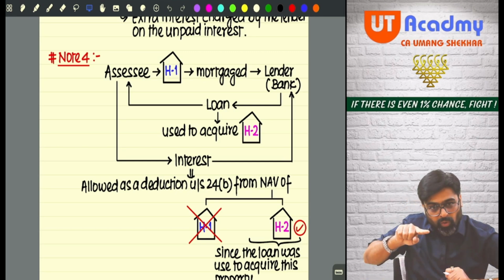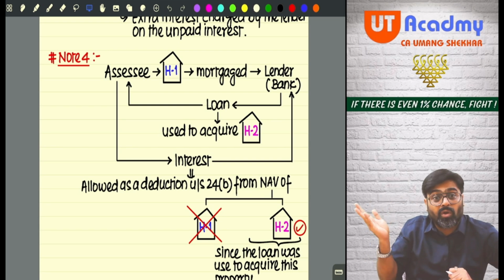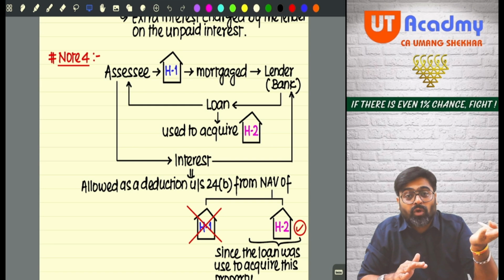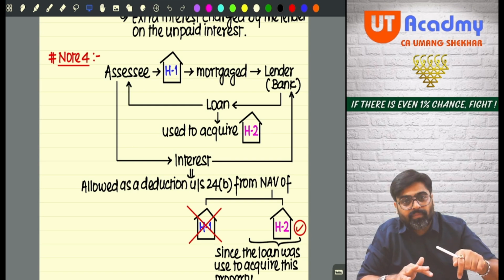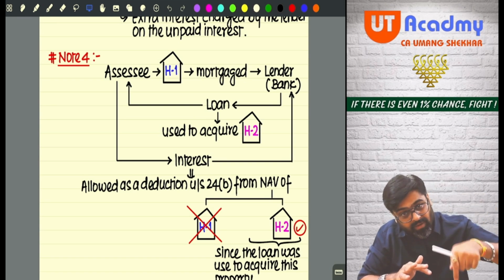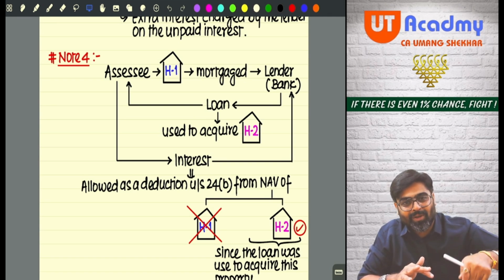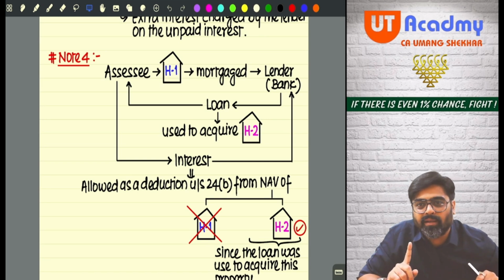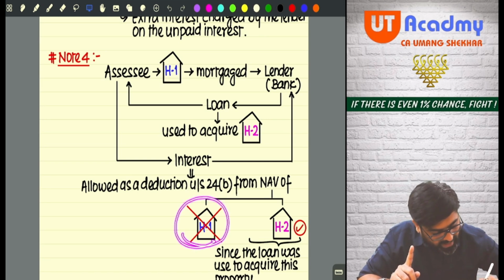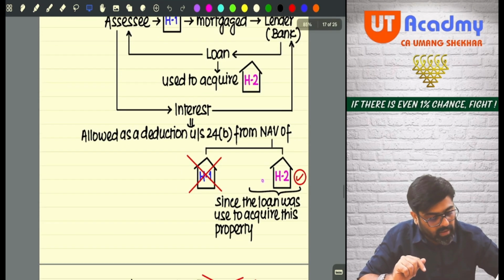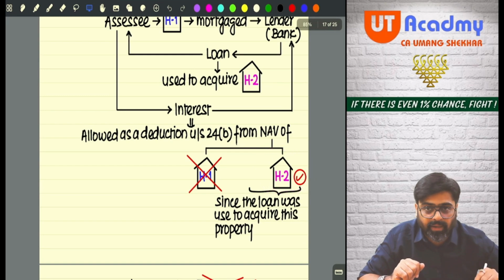Is the loan amount used on house property 1? No. Loan amount was used on house property 2 to purchase house property 2. Yes or no? So any interest on this loan will be available from the annual value of that house property on which the loan is used. And that happens to be house property 2. Got it? So from the annual value of house property 1, this interest will not be allowed. It will be allowed from the annual value of house property 2.